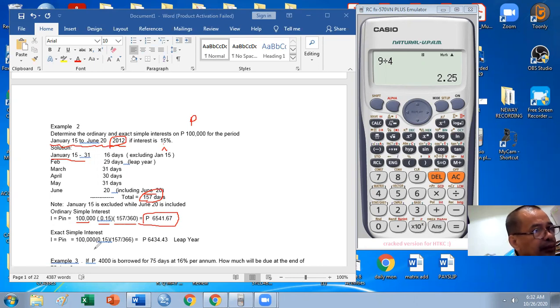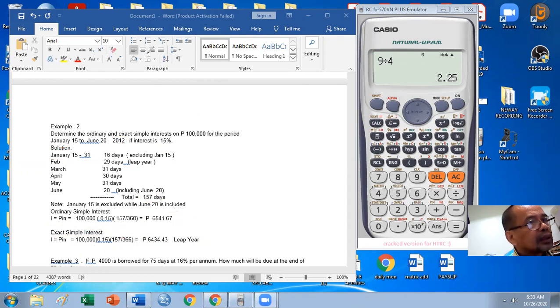And for the exact simple interest, this is 100,000 times 0.15, okay, times 157, now divided by 366. Why did I use 366? Because it is exact simple interest. So the difference is 6,434.43. There is a noticeable difference. Now, look, when the amount of money is large, the difference is large. Okay?